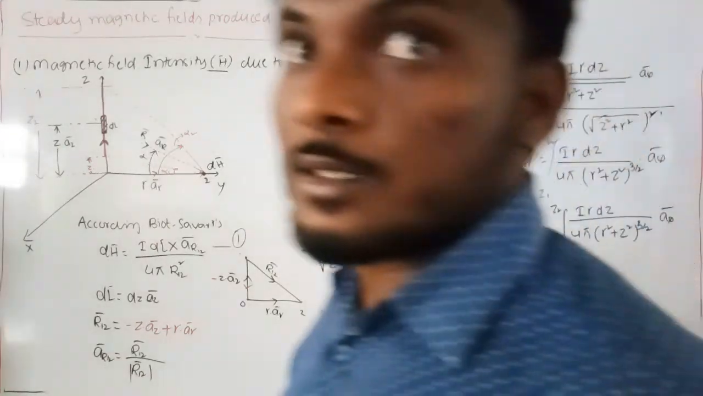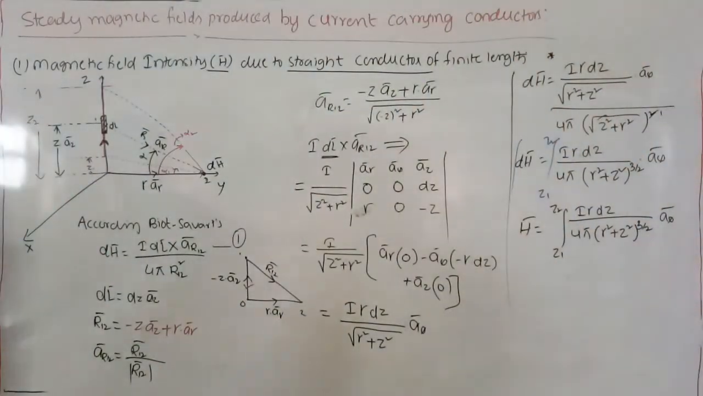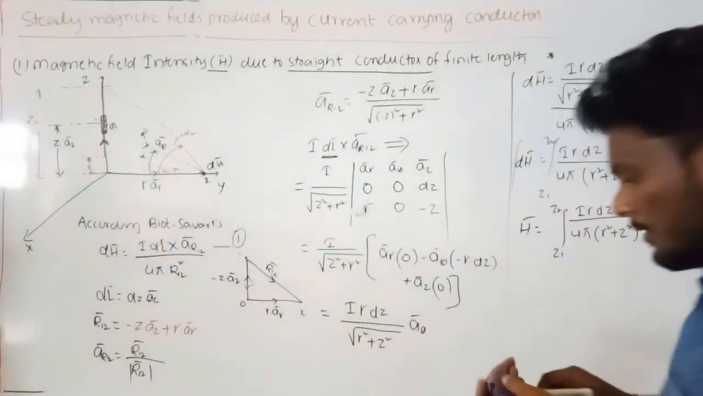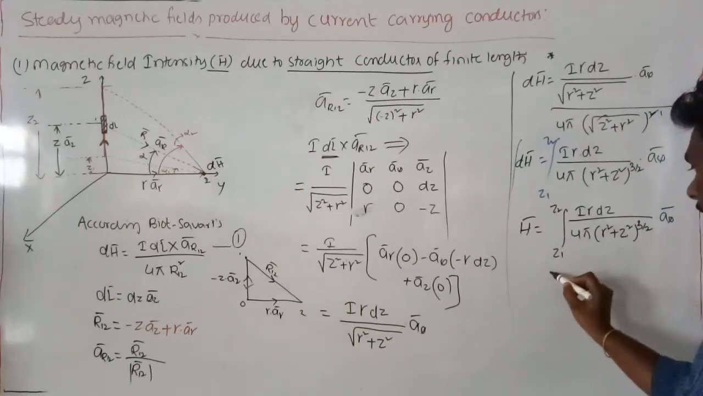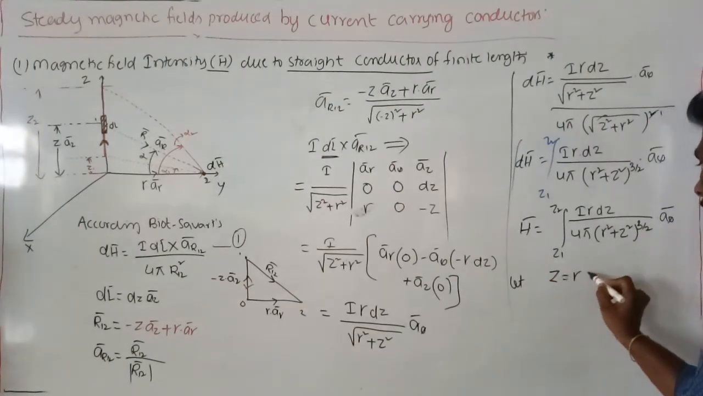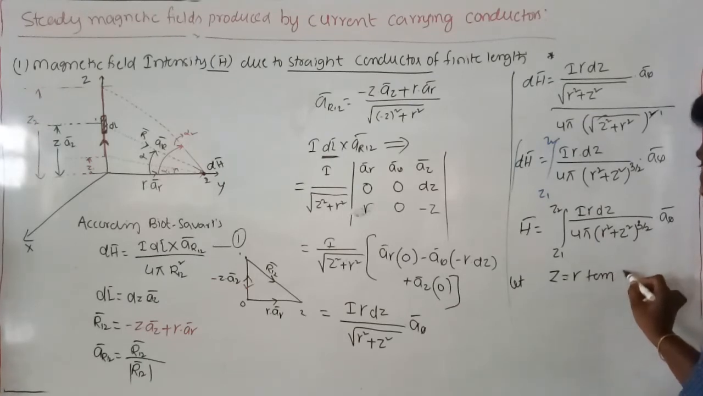The substitution method. Do the integration using the substitution method. How will you do the integration here? By considering, let z is equal to r tan alpha.